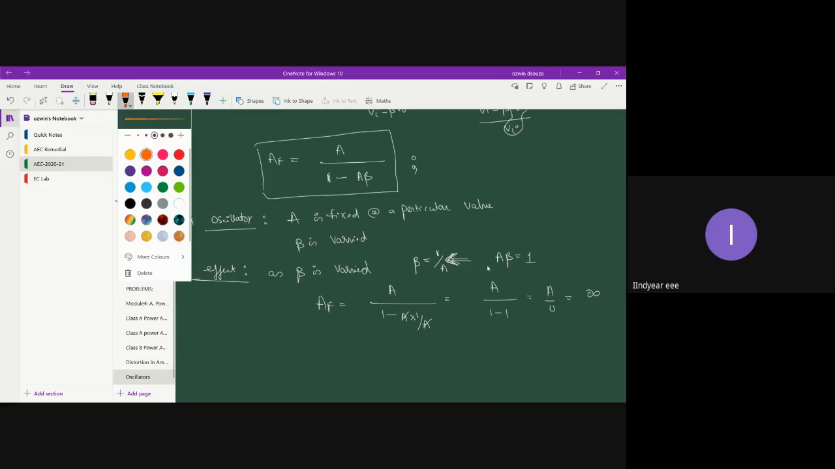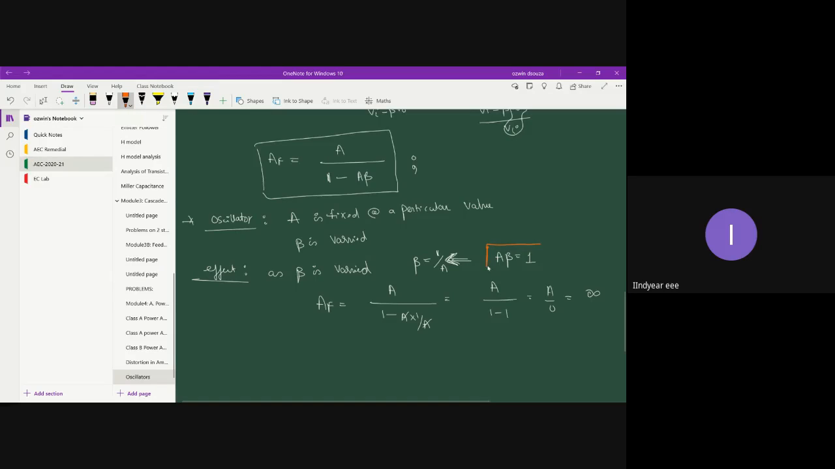Right? You get A beta equal to 1. That means when beta is equal to 1 by A, or when the product A beta is equal to 1, the overall gain AF becomes infinite. That means even if no practical AC input is present, the oscillator circuit still gives an enormous amount of voltage gain, or magnification, or amplification factor.